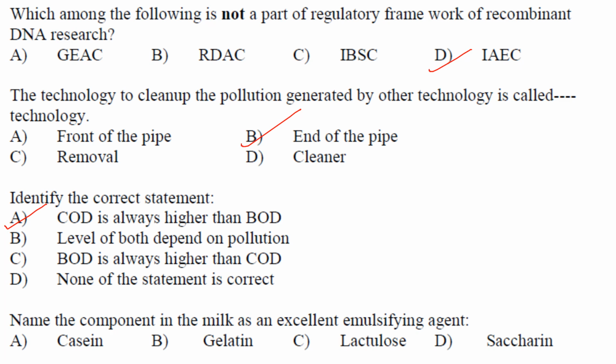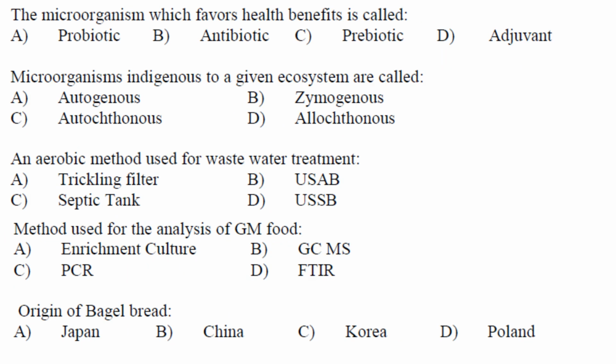Name the component of milk which is an excellent emulsifying agent. It is casein. Gelatin is derived from collagen used as a gelling agent. Then lactulose is a synthetic disaccharide used in pharmaceuticals, and saccharin is an artificial sweetener, not a milk component. Then next one. The microorganism which favors health benefit is called probiotic. Prebiotics are a non-digestible food ingredient that stimulate growth of beneficial microorganism. Examples of prebiotic include dietary fiber.